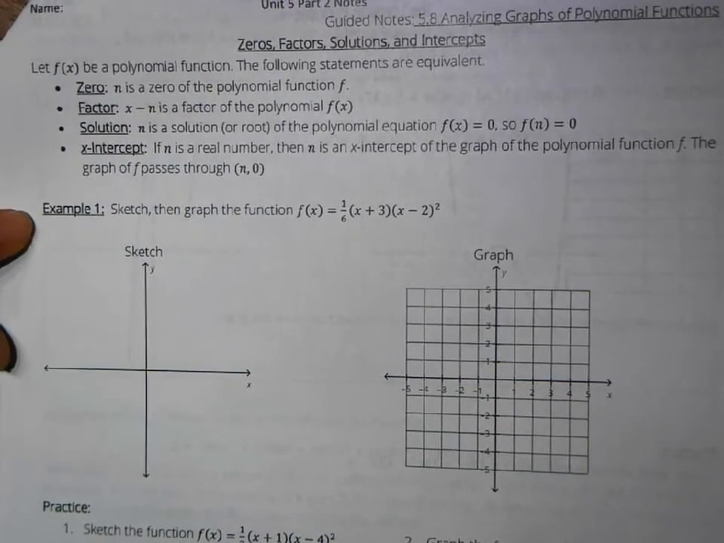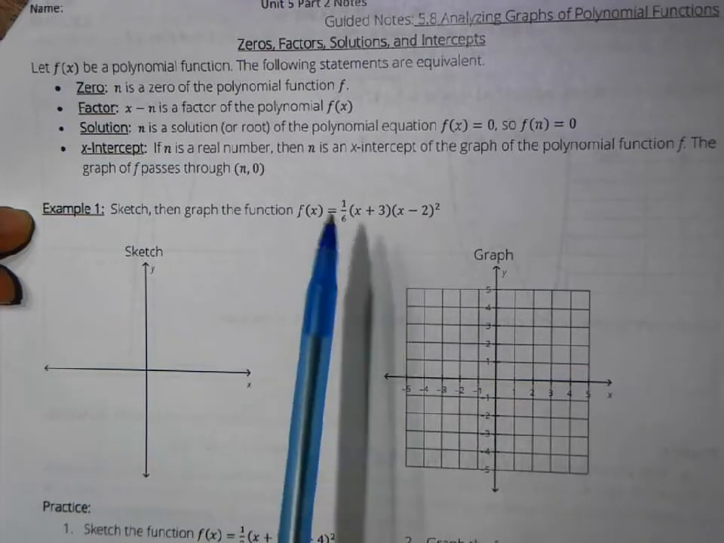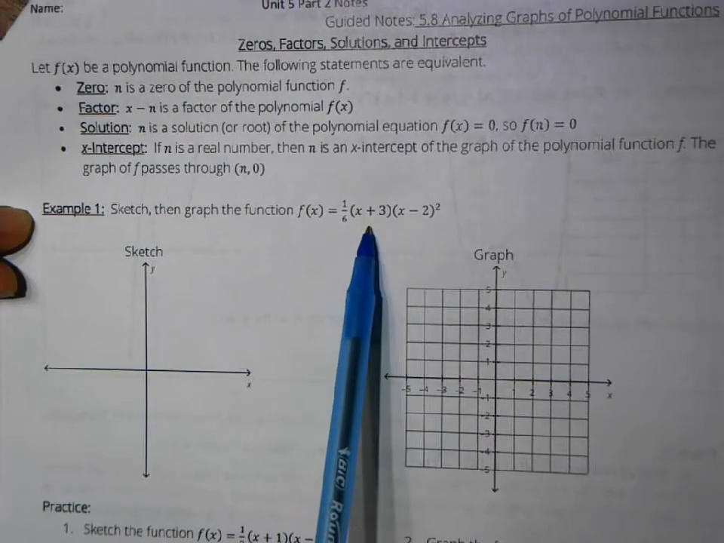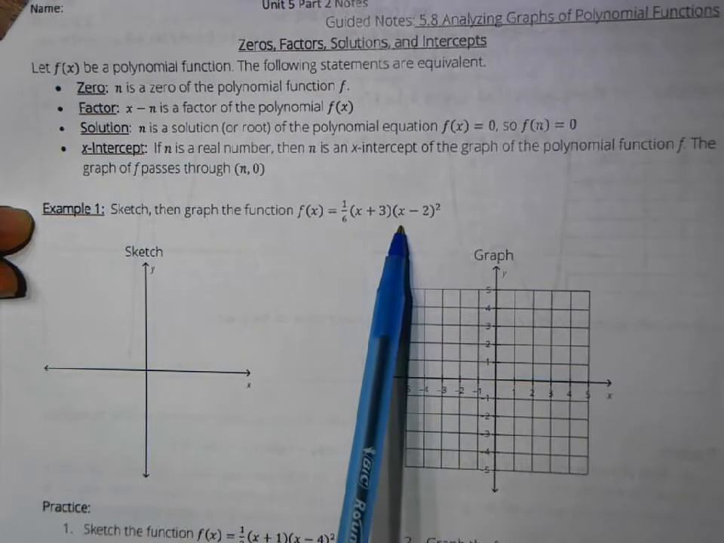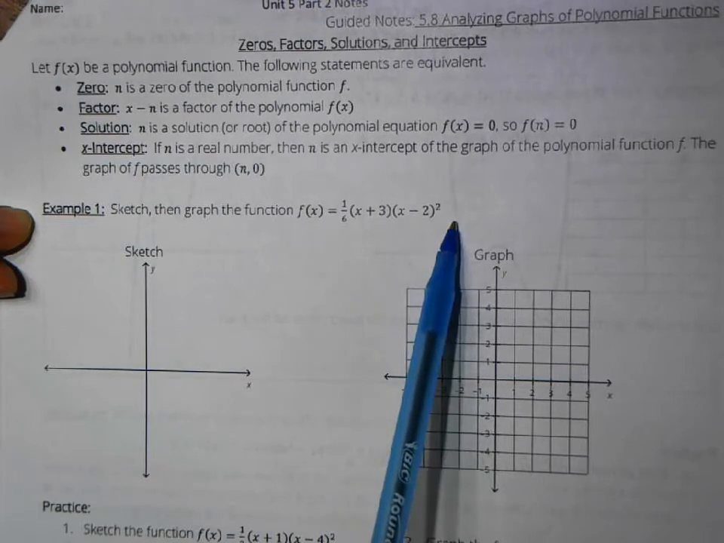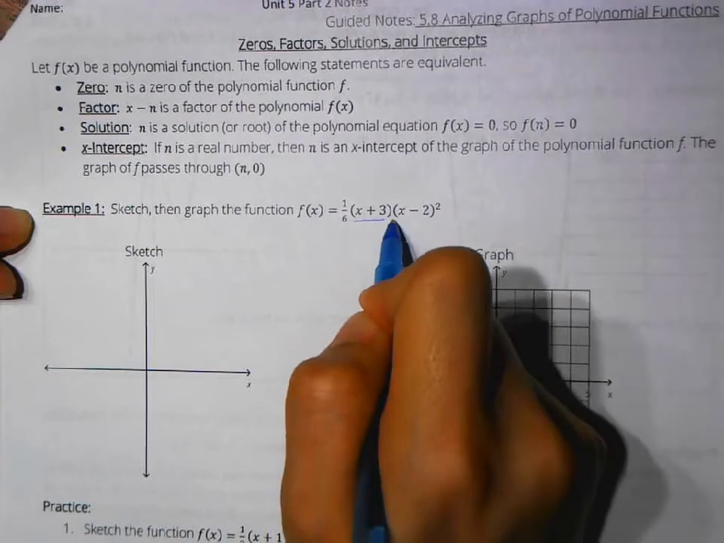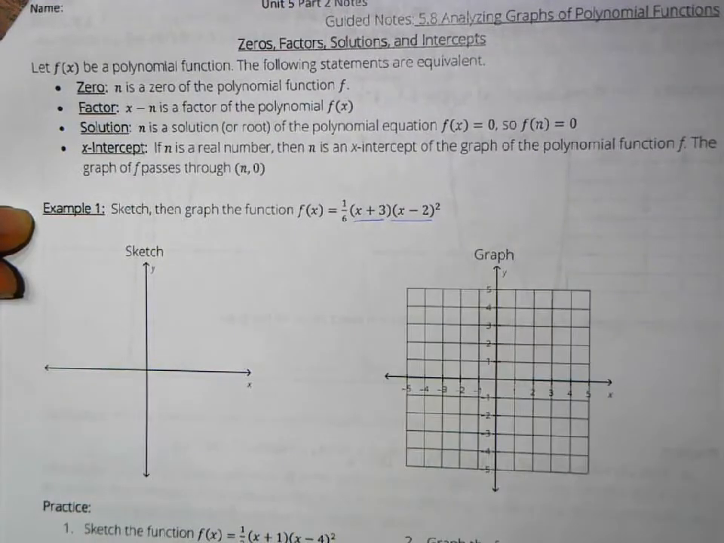For example number 1, we are on page 31 of our notes. It says, let's sketch the graph and then actually graph it. So here's my function, f of x equals 1/6 times quantity x plus 3 times quantity x minus 2 squared. Since these are already factors, I can find my zeros from there.